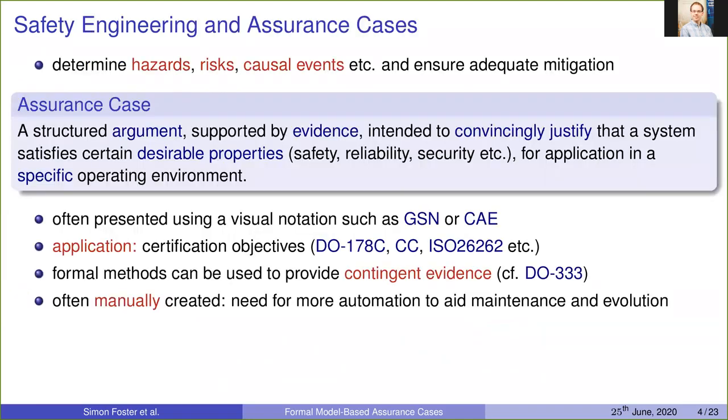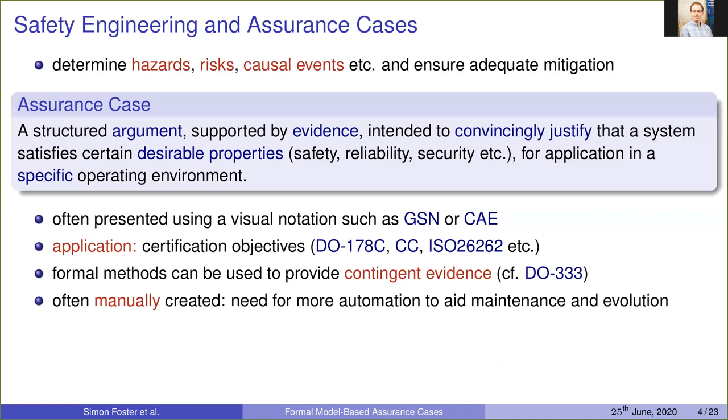So the purpose of safety engineering is to develop safe systems, and this is typically done by a number of processes, such as hazard analysis, risk assessment, determining causal events that may contribute to hazardous behavior, and trying to ensure that such behaviors are adequately mitigated.